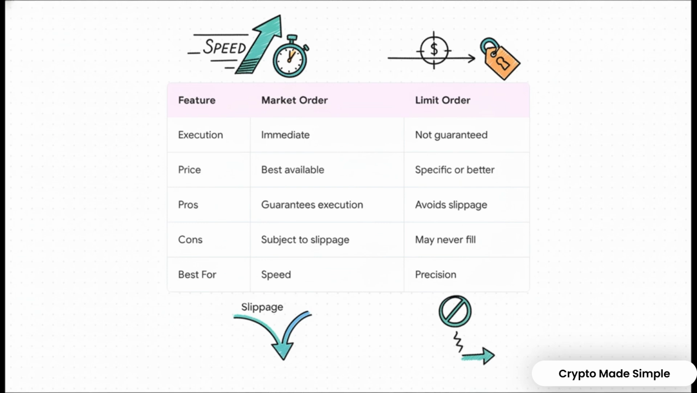Now compare that to the limit order. Here, you instruct the broker to buy or sell only at a specific price, or better. The pro? Zero slippage. You get exactly your price. The con? Well, if the market never actually reaches your set price, your order just stays open and might never fill at all. You could completely miss the trade. This one is best used when precision matters more than immediate execution.